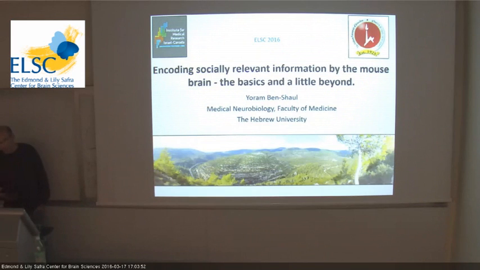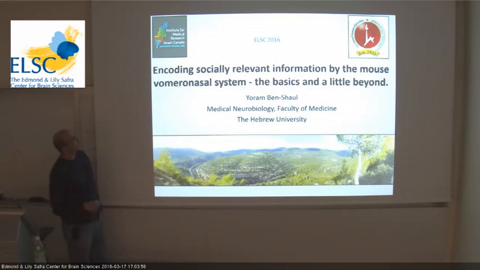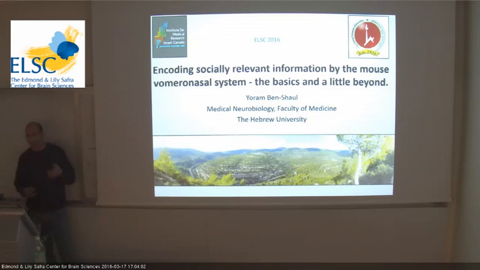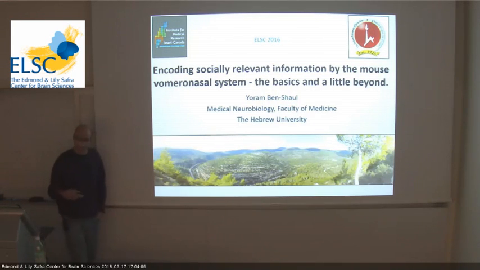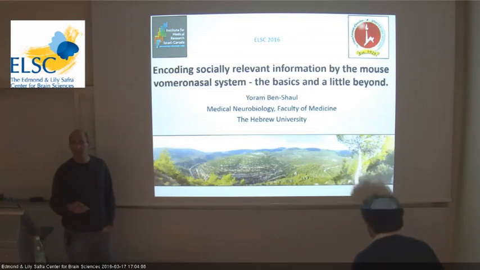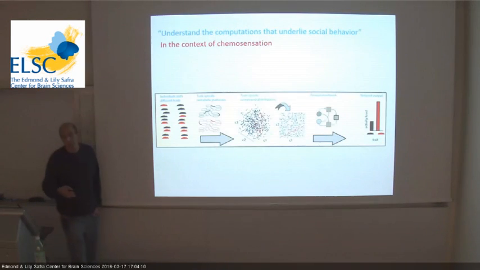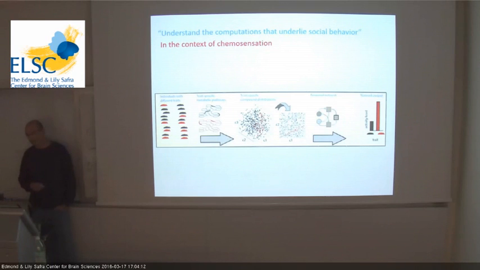So I'm going to talk, you can choose your title, either information by the mouse brain or by the mouse glomerulonasal system. So I will tell you about the basics, things that we started doing in the lab, things that some of you may have heard about, and then a little beyond, things that we're doing now and are more work in progress, and they're going to be preliminary, some of them.